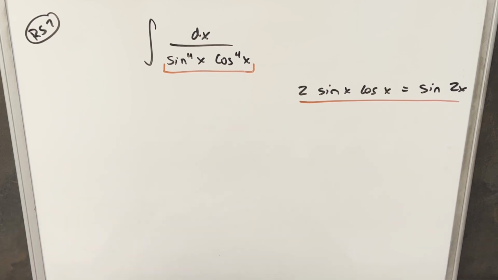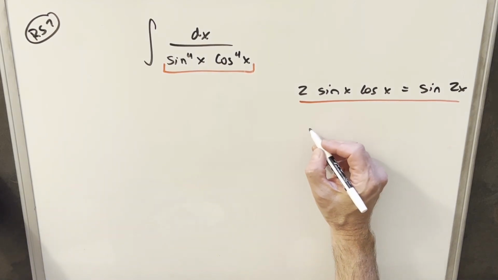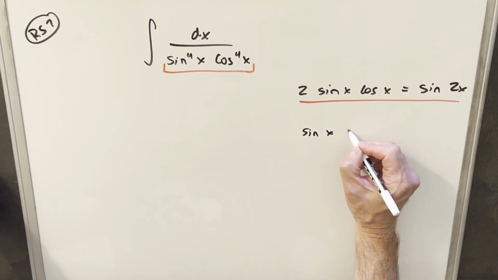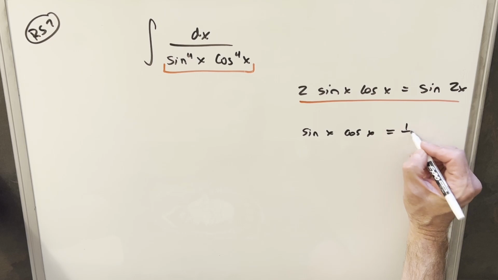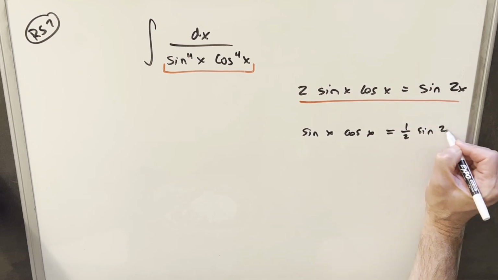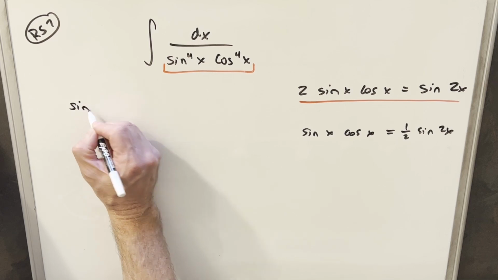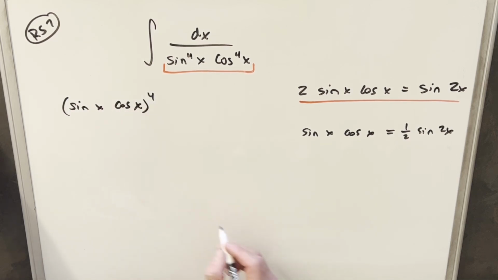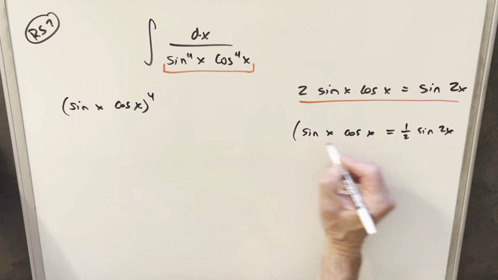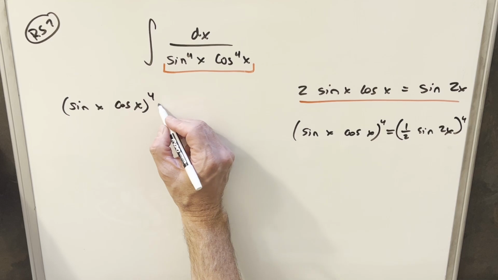Okay, so we have this formula over here to the right, and just to get it a little bit more into this form, if I divide by 2 on both sides, we can write this as sine x times cosine x equals 1/2 sine 2x. Now our denominator here, we could write this as sine x times cosine x all to the fourth. So if I raise this to the fourth, let's see what we have.